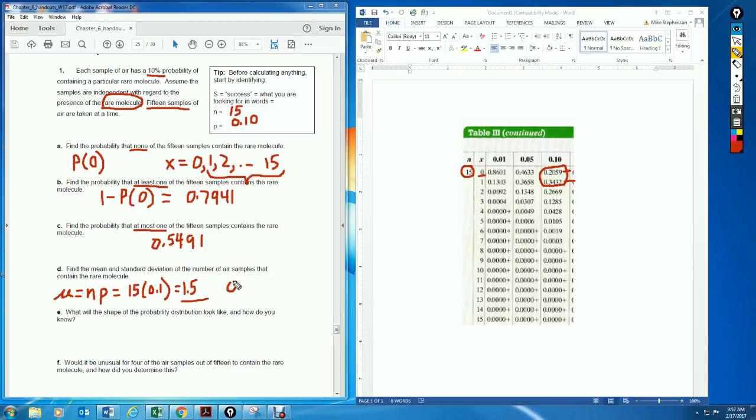All right, and then sigma is equal to the square root of n times p times (1 minus p). N is 15, the sample size. P is 0.1, and therefore 1 minus 0.1 is 0.9. So if you take the square root of all of that, you should get 1.1619. Or you could round that off to about 1.2.